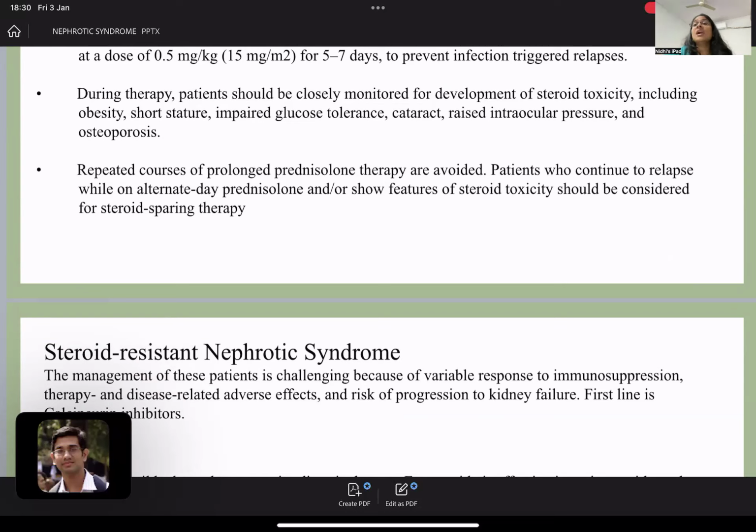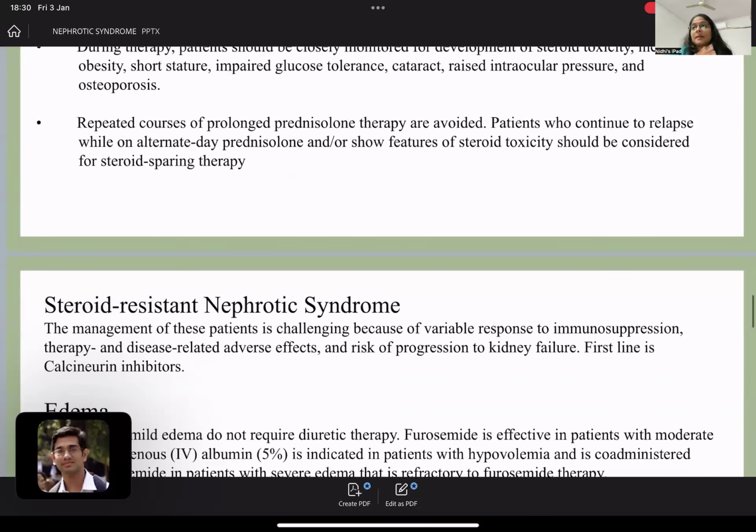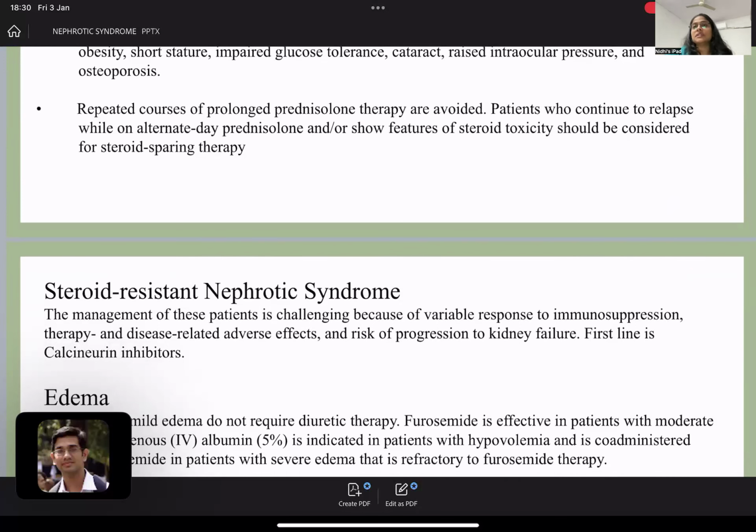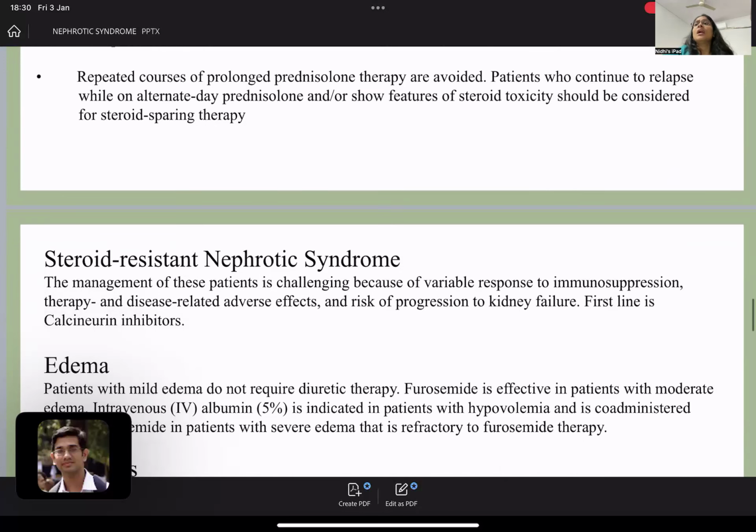You have to get a glucose tolerance test done. Cataract: we have to look for posterior subcapsular cataracts, which are very common with steroids. We have to look for osteoporosis. There are n number of complications that can occur with long-term steroid use.